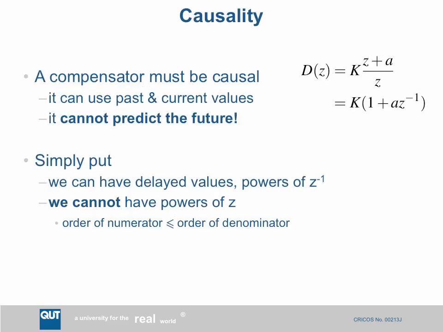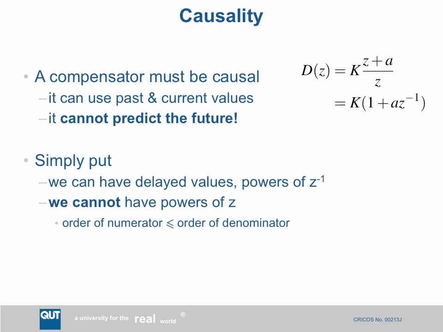Now, there is one really important aspect when you design a compensator, and that's what's called causality. A compensator must be able to be expressed in terms of past and current values of signals. It can't predict the future. So when you implement a compensator, you can't build a compensator that uses a future value of a signal. And a simple test for causality is to look at whether when you expand it all out, it is all written in terms of powers of z to the minus 1. Because remember that z to the minus 1 is a delayed version of a signal.